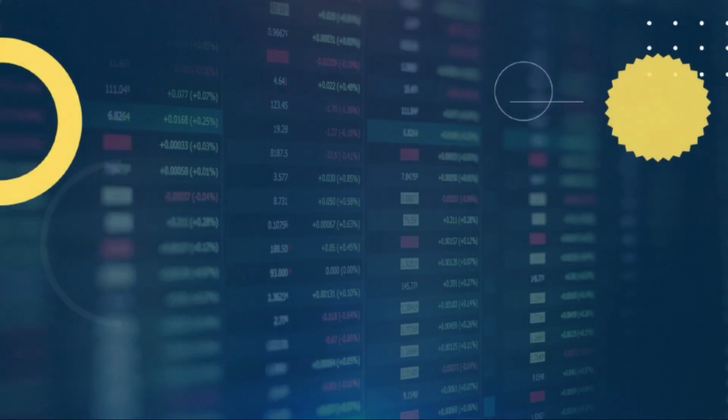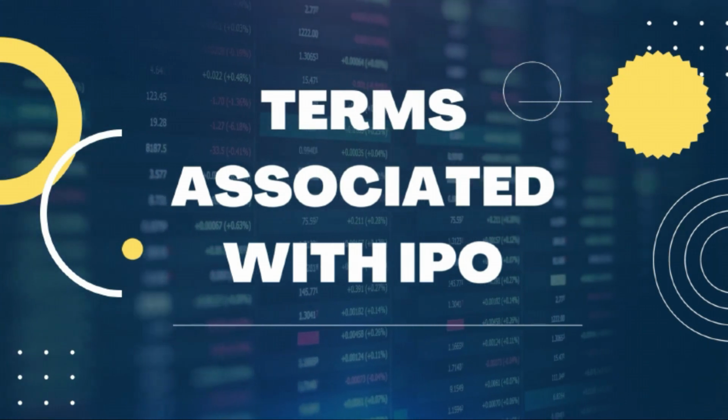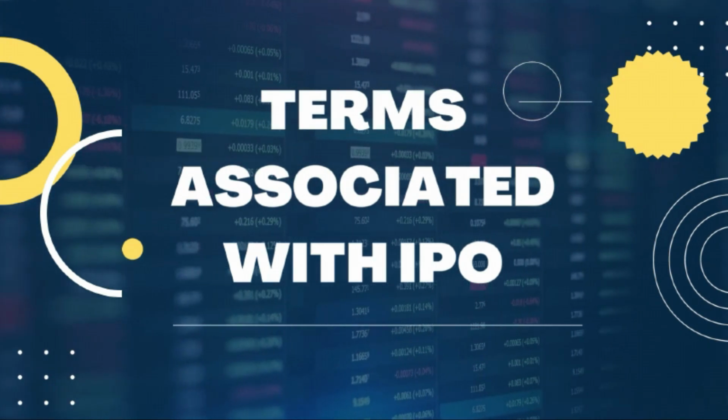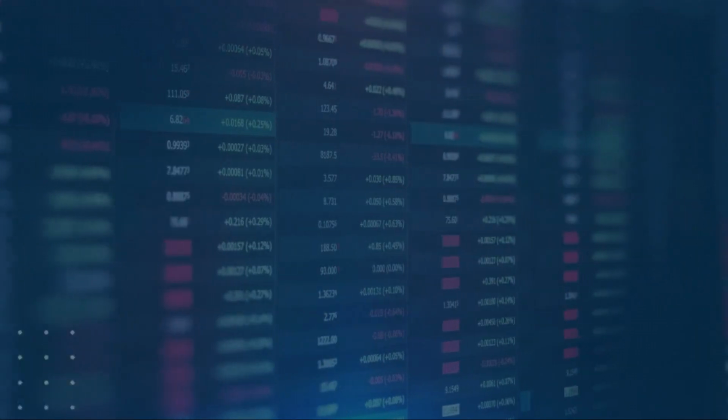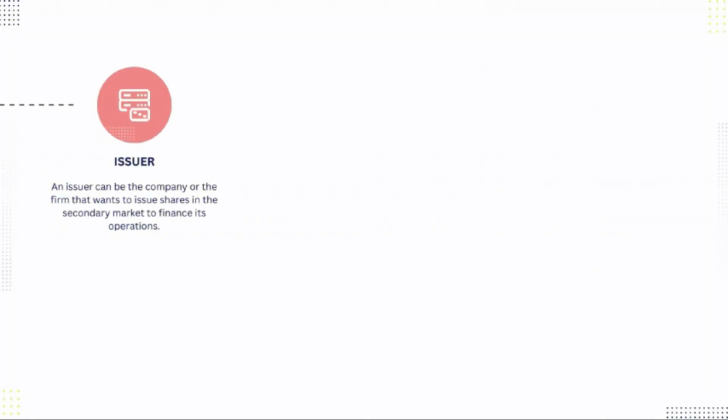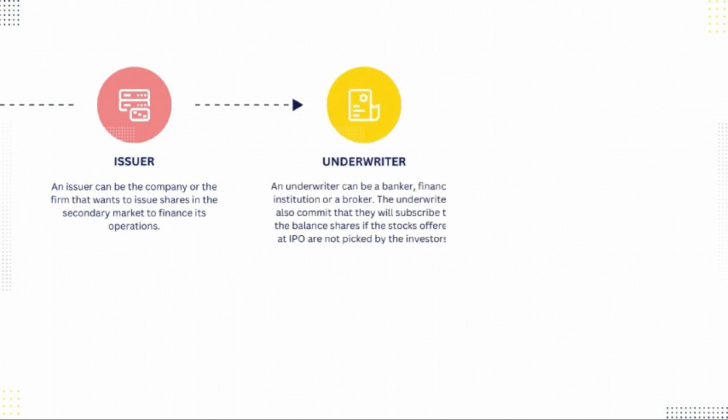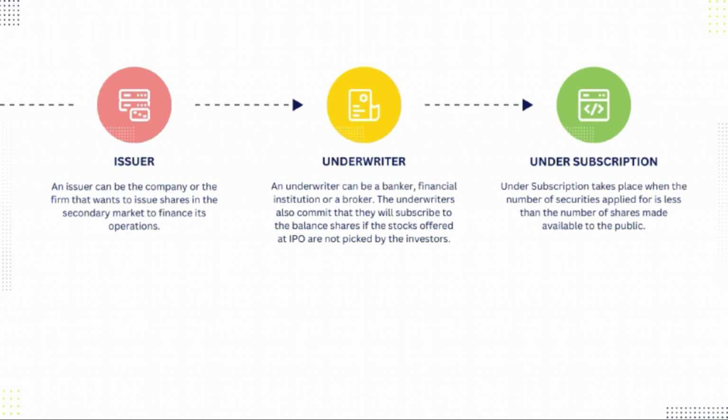To have informed knowledge about IPO, it is necessary to know some basic terms used in the process. First, we have the issuer. An issuer can be the company or the firm that wants to issue shares in the secondary market to finance its operations. Then, we have the underwriter. An underwriter can be a banker, financial institution, or a broker. The underwriters also commit that they will subscribe to the balance shares if the stocks offered at IPO are not picked up by the investors.